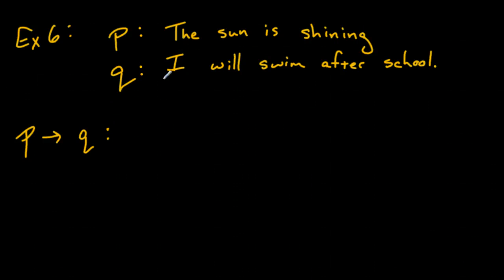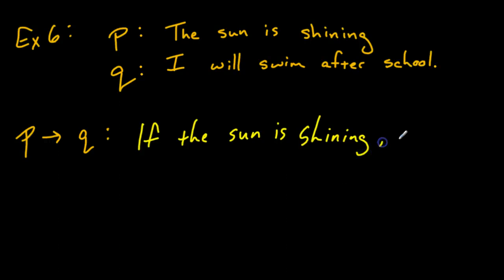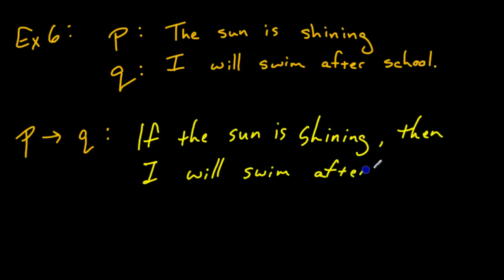All right, so we've got P, the sun is shining. Q, I will swim after school. And then we've got P, arrow, Q, but that's really meaning if P, if the sun is shining, then Q, I will swim after school. So P, arrow, Q again, that really just means if P, then Q. So we're going to fill it out, what P was, what Q was.